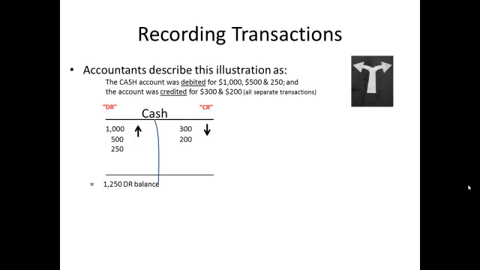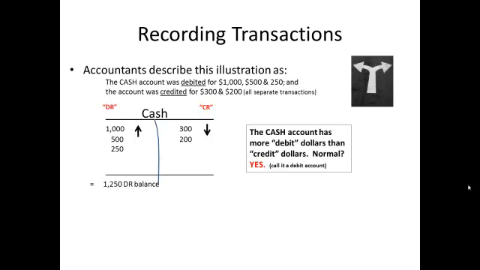Now, accountants describe this illustration as follows. The cash account was debited for $1,000. It was debited for $500, debited for $250. The account was credited for $300, credited for $200. These are all separate transactions. We have other parts of the journal that's not being displayed here. This is just focusing on the cash account. So we have a $1,250 debit balance because the cash has an excess of debit dollars versus the credit dollars entering it during this time period. Is this a normal balance for cash on the left side, the debit side? The answer is yes. We'll call this a debit account.